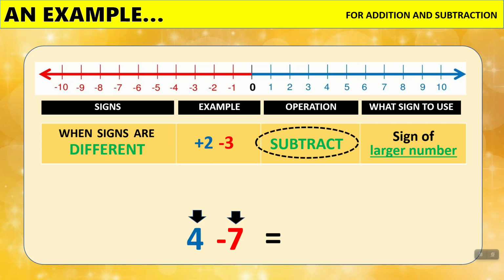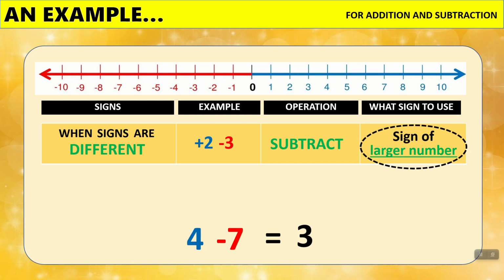And these are the numbers here. I see a 7 and a 4. So I'm going to write 7 take away 4, which I know is 3. And what kind of 3 is it? What sign do we use in our answer? Well, the rule says you use the sign of the larger number. And I know that 7 is larger than 4, and it has a minus sign in front, so my answer is -3.